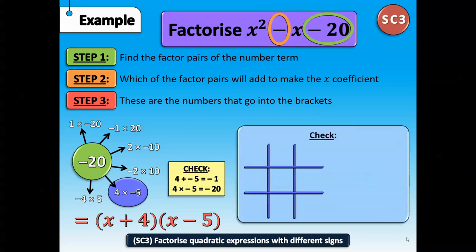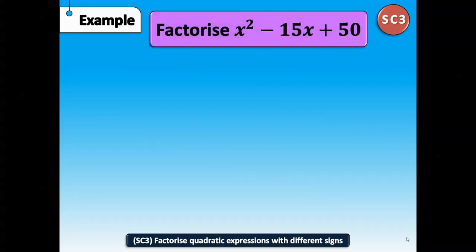Again, we can use a grid method to expand the double bracket and check that our answer is correct, which it is. So our answer is x plus 4 and x minus 5. Here's another example.